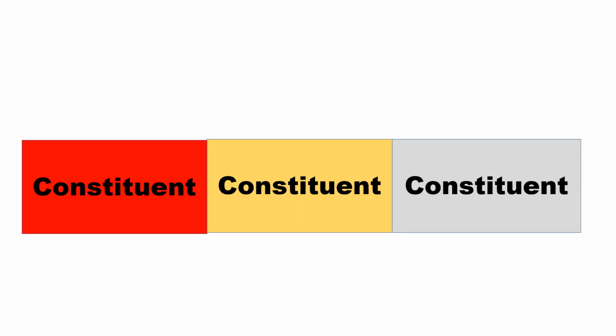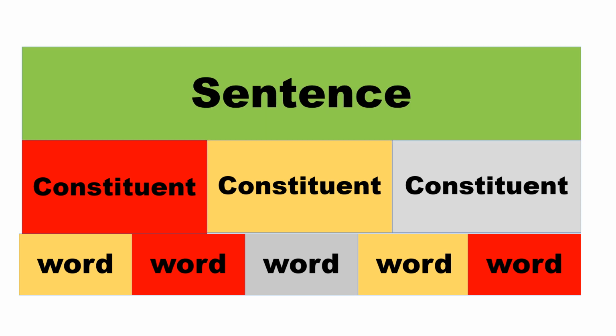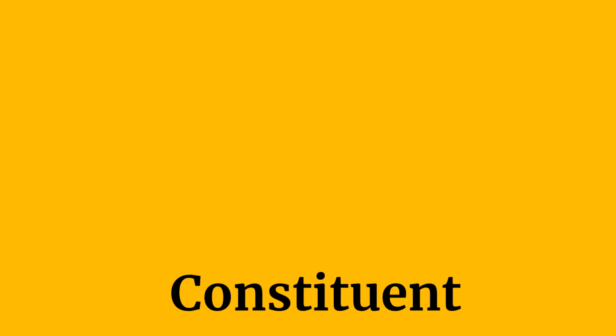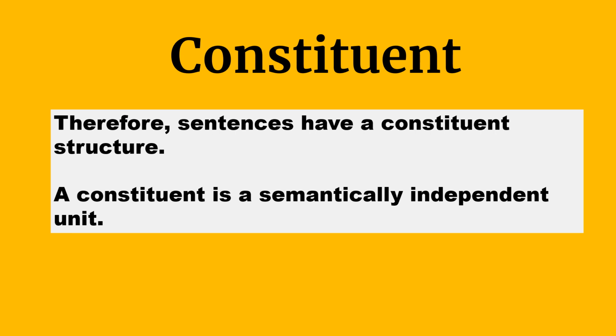For you to understand it more, I will elaborate it through these figures. Here are the constituents. If you start at word level and we say that the words are the building blocks of sentences, then we have the sentence level. You can think of constituents as an intermediary level between word level and sentence level. So therefore, sentences have a constituent structure, and also a constituent is a semantically independent unit.